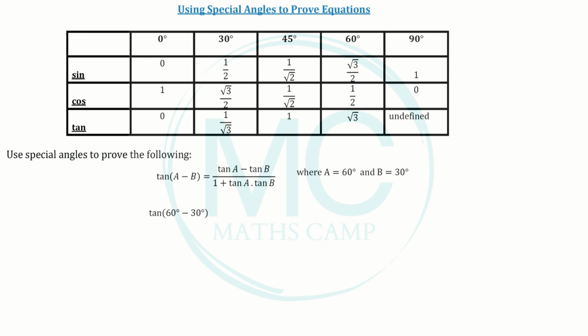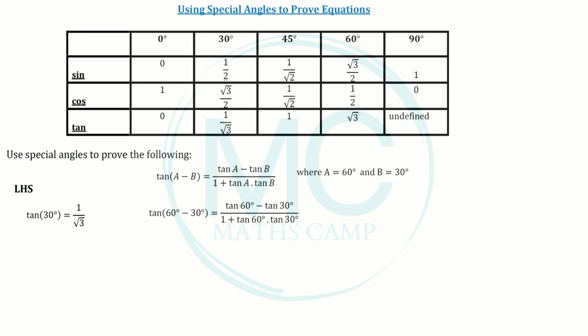Close the bracket, is equal to, in the numerator of our fraction, we have tan A, so we get tan 60 minus tan 30, all over 1 plus tan A, which is 60 degrees, multiplied by tan B, which is 30. Now we can look at each side of the equation. Let's start with the left-hand side. Here we have tan of 60 degrees minus 30 degrees, which gives us 30 degrees. We look at our table, tan 30 degrees is equal to 1 over root 3.